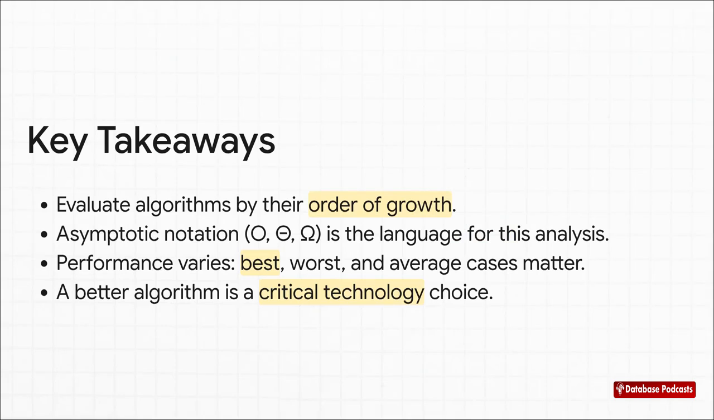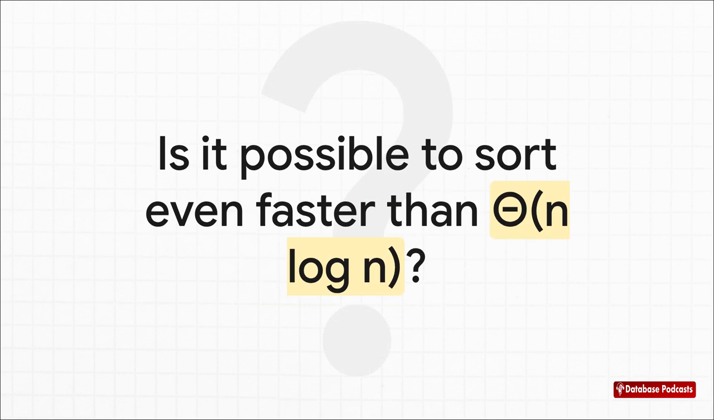So let's pull it all together. The big idea is this. We have to evaluate algorithms by their order of growth, not just by timing them. Asymptotic notation, that's our O, theta, and omega, gives us the language to do it properly. We have to remember that a single algorithm can have different profiles: best, worst, average. And most importantly, choosing an algorithm with better asymptotic performance isn't just a minor tweak, it's a critical, high-level technology choice. And that brings us to one final intriguing question.